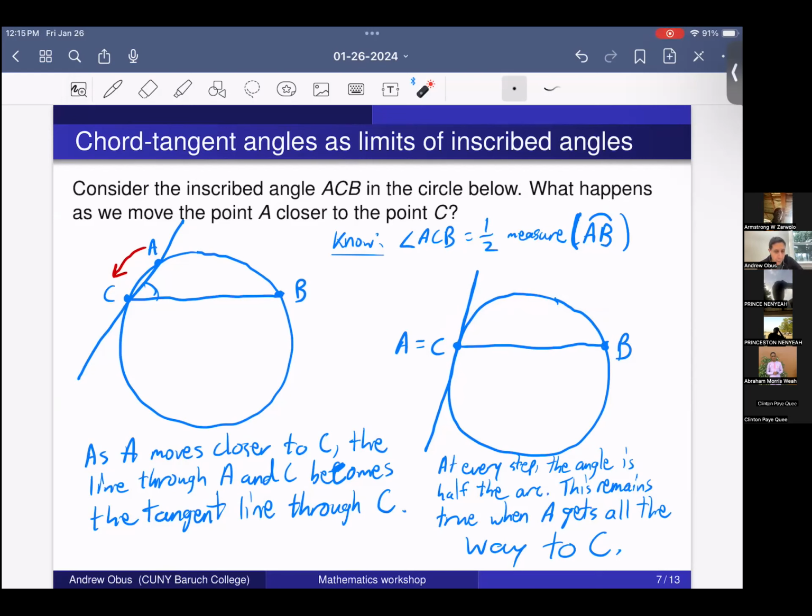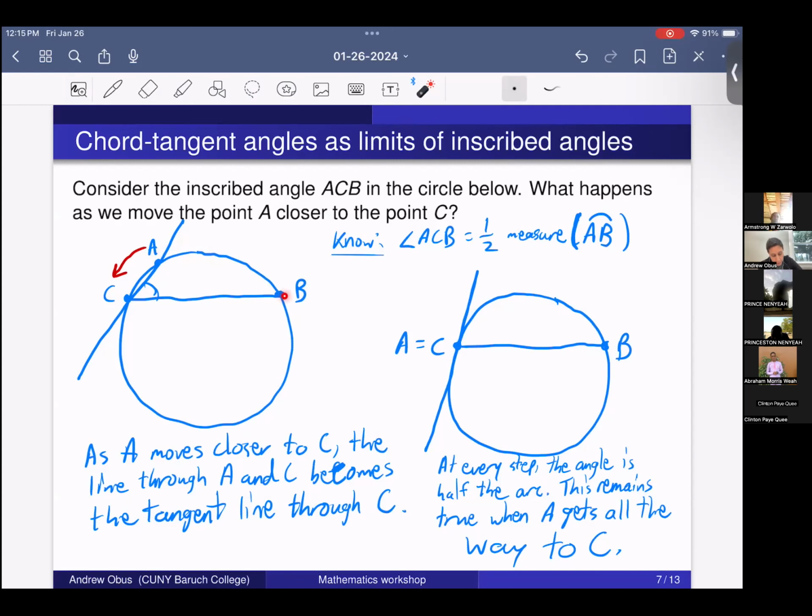Okay, I'm not going to say anything more about this. Yeah, Clinton? Yeah, thank you. That's a great justification because I've been wondering about this. But what if we consider the case where A moves further away from C? What happens as we move the point A further away from C?